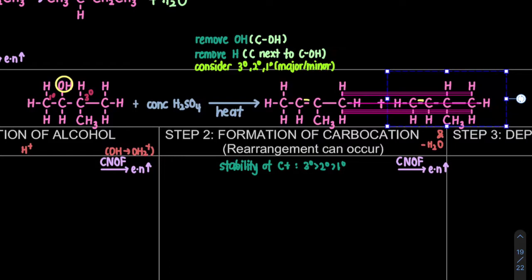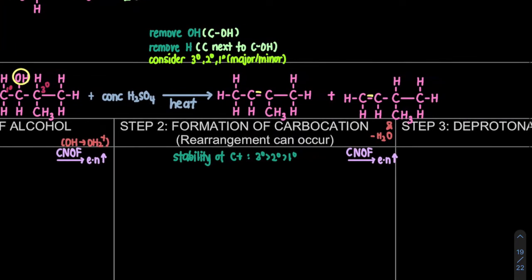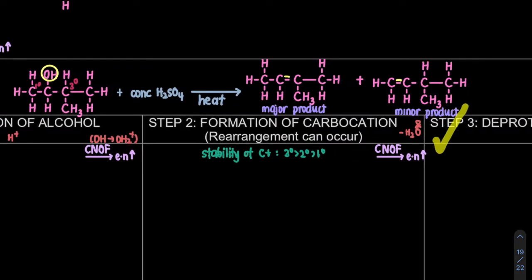Next what we're going to do is the mechanism. But first, since we have these two, we have to label which one is major and which one is minor. Again, from the classification, since we have our tertiary, when we remove the hydrogen from tertiary, it will be the major product. Hence, the hydrogen removed from the primary carbon will be our minor product. So I'm just going to label it here. So this is the reaction equation.